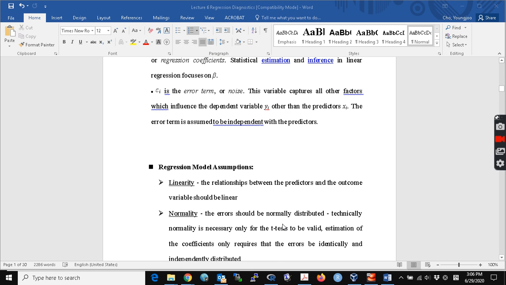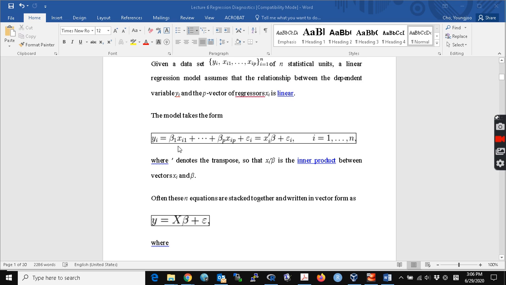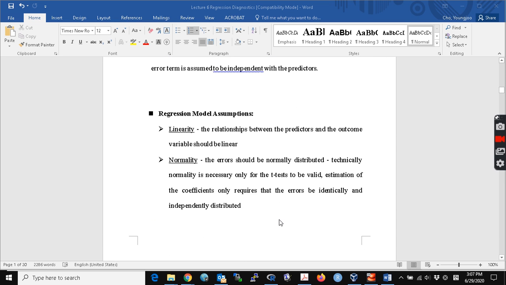So here we have the regression model assumptions. So the relationship between the predictor and outcome is linear. So we have linear relations between y and xi's. So we have the betas and xi's, they are a linear combination, and plus the error term is equal to yi. So each term of beta is linearly related with respect to yi, and normality: the error term is normally distributed.